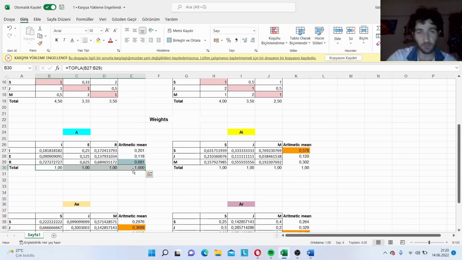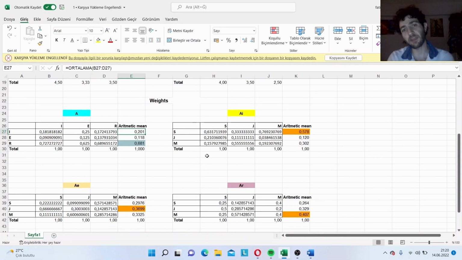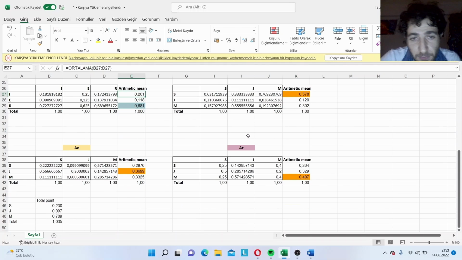You see all the arithmetic means here for personal interview, experience and references, and we repeat this process for all steps. And now we can compare these items, these criteria, and these names. Which one is most useful for us, and which one is not? So best options. I choose the best options here.